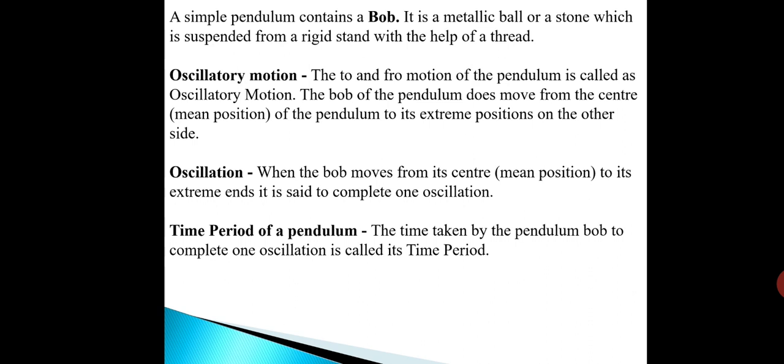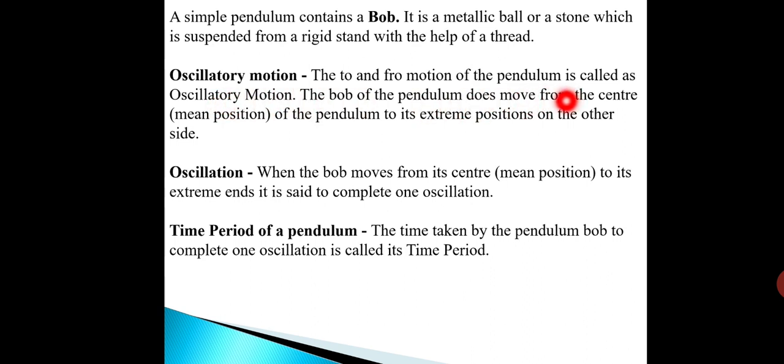Now in this, a simple pendulum contains a bob. Bob is the metallic ball, or it is a metallic ball or a stone which is suspended from a rigid stand with the help of a thread. You can make it yourself: you just tie a stone with a thread, so the thread is your string and the stone is your bob, but don't hit anybody. And we call it oscillatory motion.